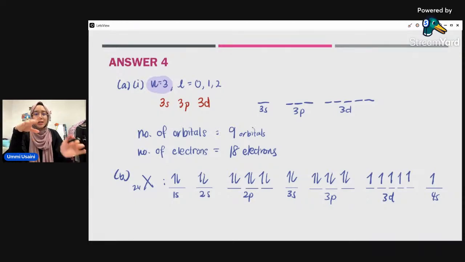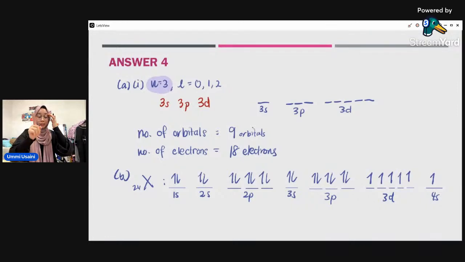So we have to be careful. It doesn't mention anything. It doesn't mention this is chromium. If it mentioned this is chromium, maybe you would have a clue. This is an anomalous case. So be careful. They just mention 24 electrons. So this question can actually trap you. Be careful on this.